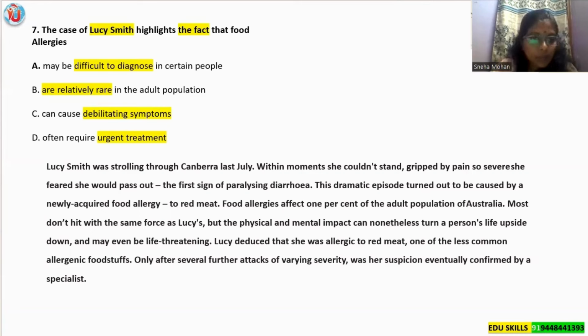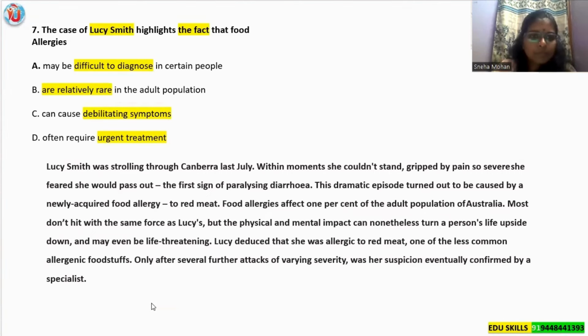Now, let's read the question. Question number 7: The case of Lucy Smith highlights the fact that food allergies... Whenever you're reading, you have to go through the keywords too. The keywords in the question are the name, Lucy Smith, and the fact. Now, we have to read the text.